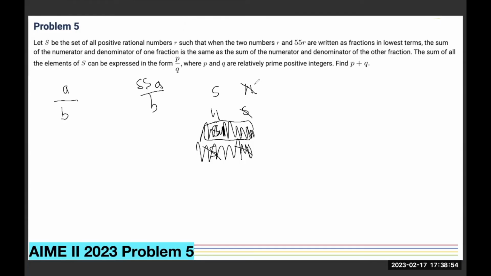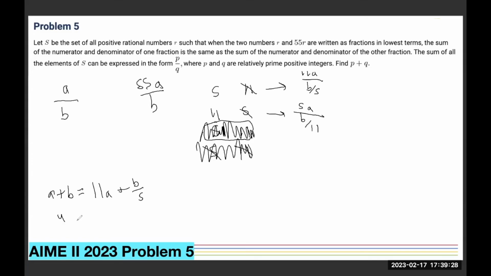What would this number be in the first case? Well, B is a multiple of 5, so we divide out the 5 and cancel, and we get 11A over B over 5. And if we did this case, B would be a multiple of 11. We divide by 11 in the denominator, and we divide by 11 in the numerator. So let's look at the first case first. A plus B is equal to 11A plus B over 5.